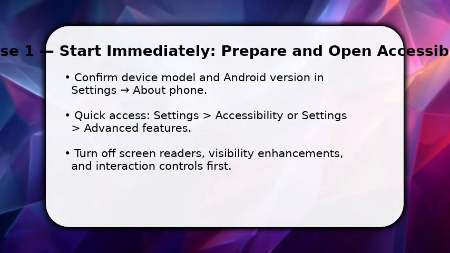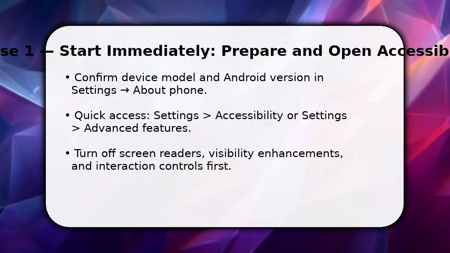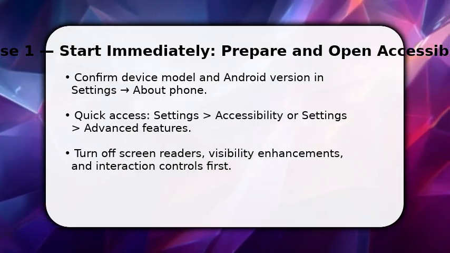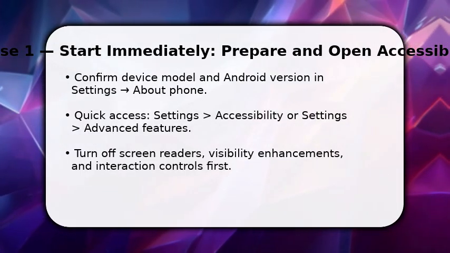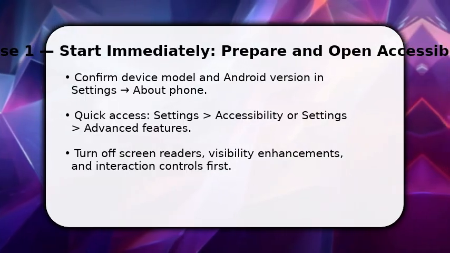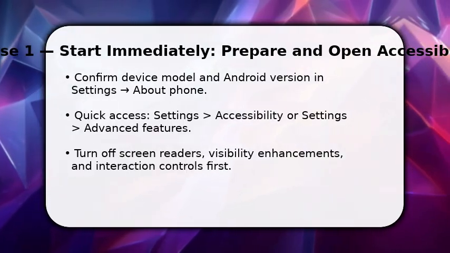You start by checking your Samsung model and Android version because menu labels change slightly. Once done, open Settings and go directly to Accessibility. Make sure to use the main Settings app rather than a shortcut.